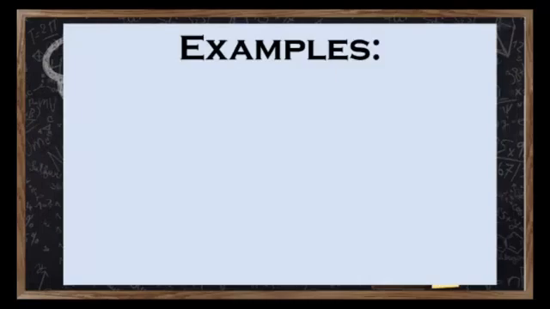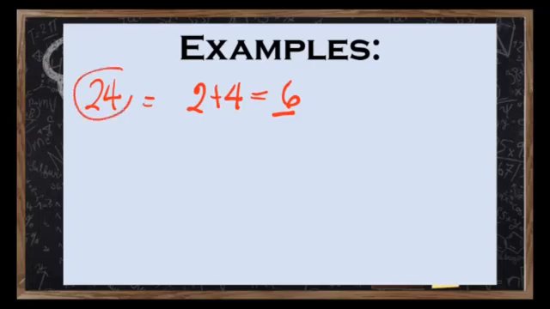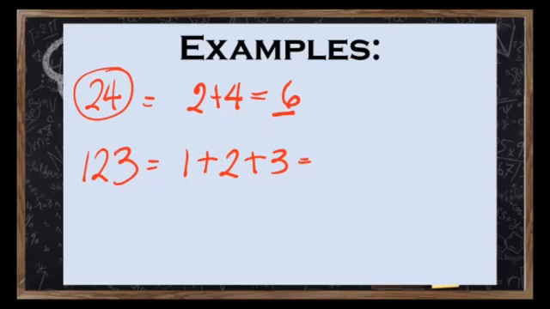Another example, 24. Let us add the digits. 2 plus 4 is equal to 6. 6 is divisible by 3. Therefore, 24 is also divisible by 3. Another example, 123. Let's add the digits. 1 plus 2 plus 3. 1 plus 2 is equal to 3. Plus 3, we have 6. 6 is also divisible by 3. Therefore, 123 is also divisible by 3.